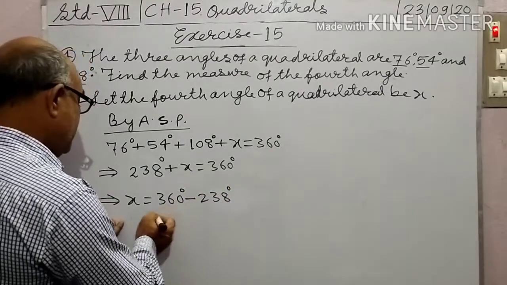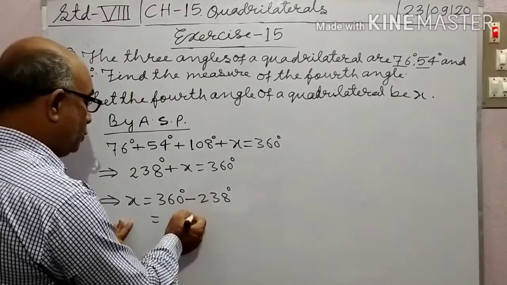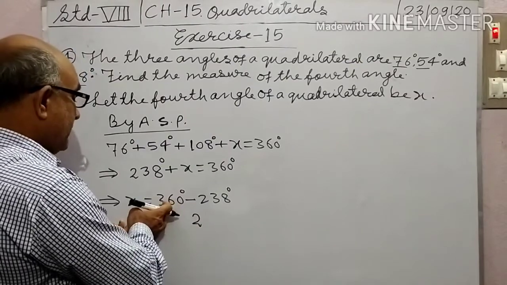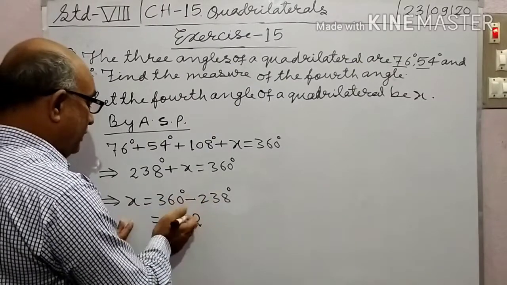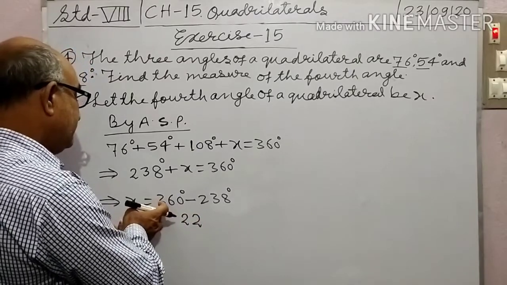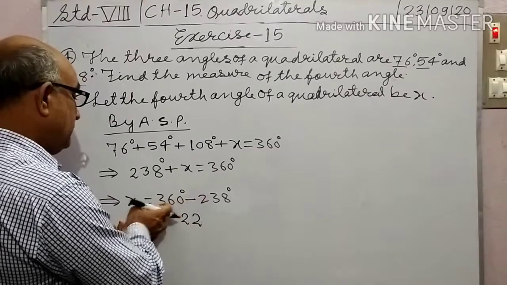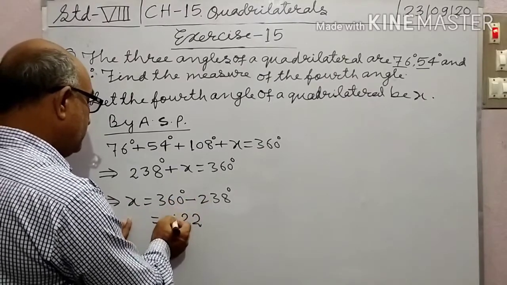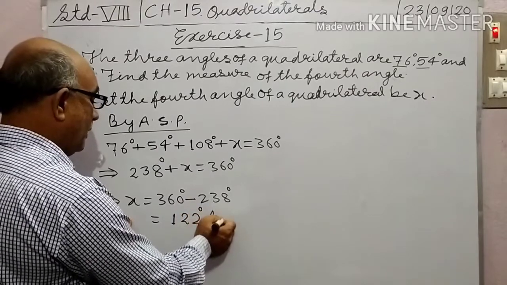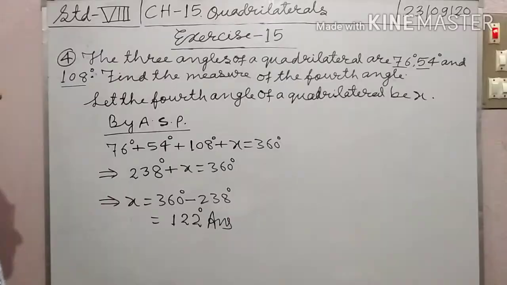238 degree. So subtract it, 10 minus 8 is 2, here remaining 5 minus 3 is 2, and 3 minus 2 is 1. So 122 degree is the answer of this question. Students, understand and write it.